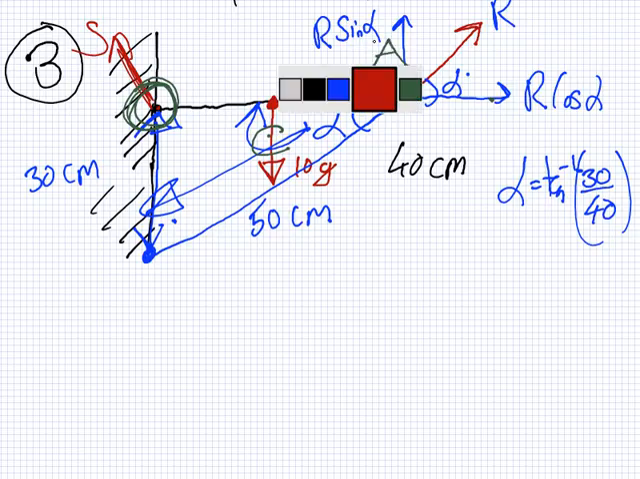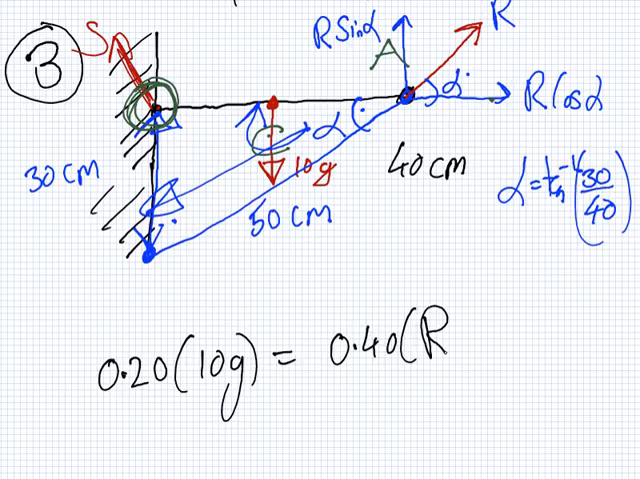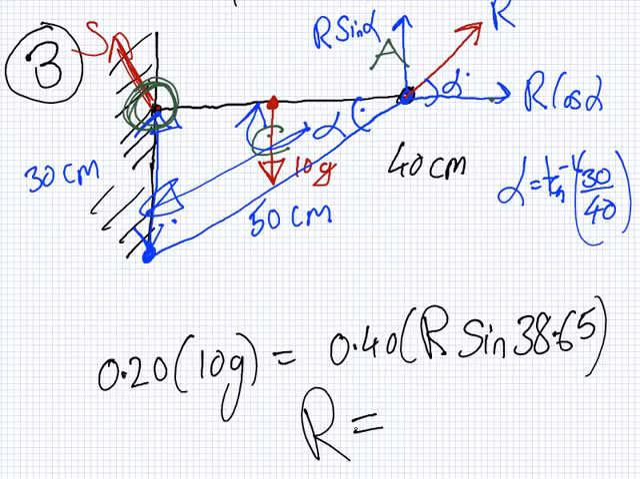Anti. So again, just like with the last question, what's this distance? 20. 20 times 10g should equal 40 times OR sine alpha. Now somebody, can you give me the alpha please? Yes, it's 38.65. Thank you. Okay, so now give me the OR please.